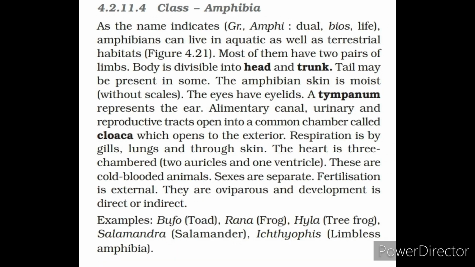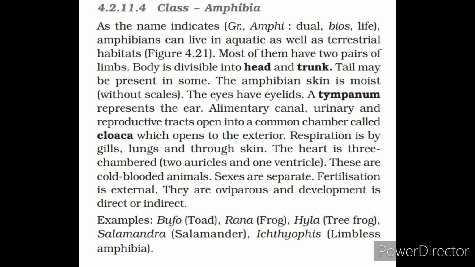Class Amphibia. As the name indicates, Gr. amphi, dual, bios, life, amphibians can live in aquatic as well as terrestrial habitats. Most of them have 2 pairs of limbs. Body is divisible into head and trunk. Tail may be present in some. The amphibian skin is moist, without scales.